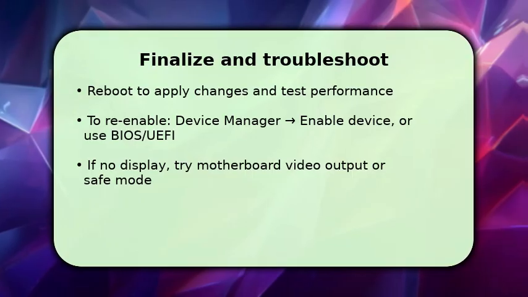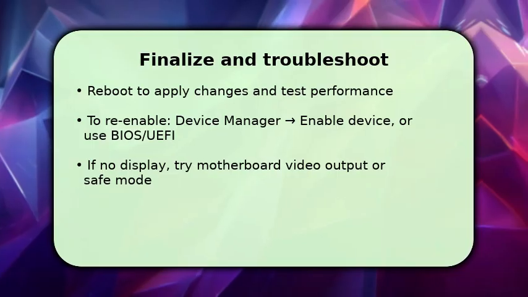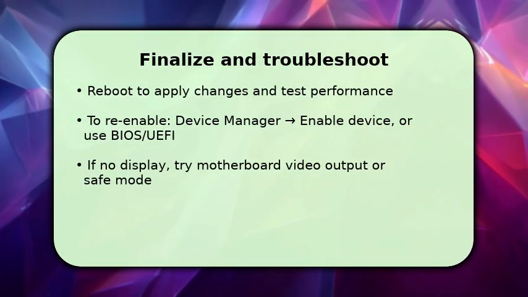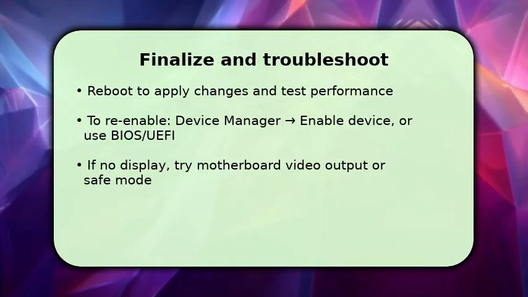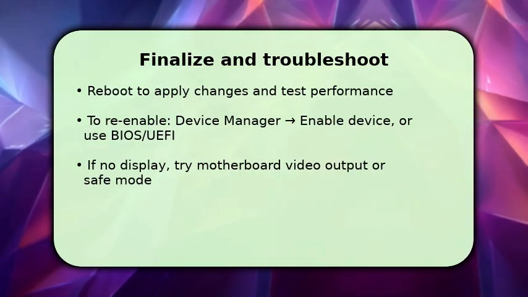If you prefer a permanent hardware-level disable, enter BIOS or UEFI and set the primary graphics to integrated, but only if you understand firmware risks. If something goes wrong, use the motherboard video port or boot into safe mode to re-enable the Nvidia device.